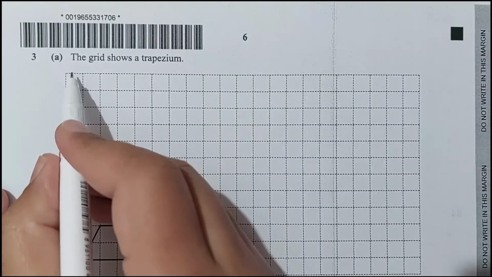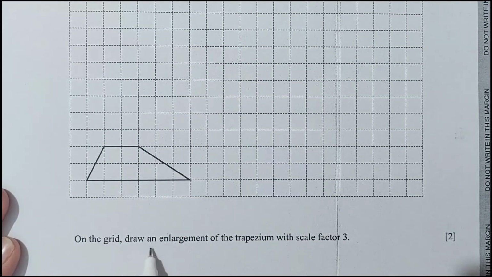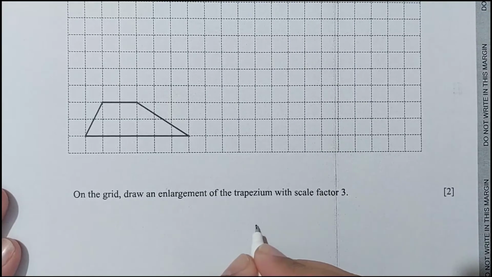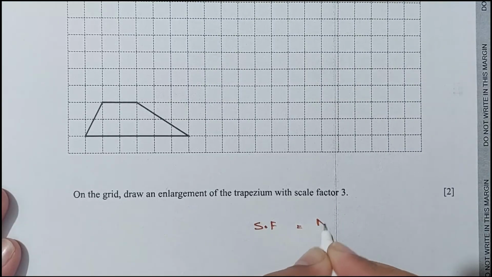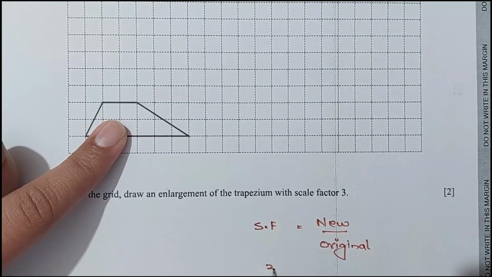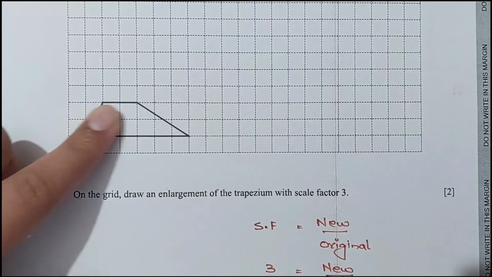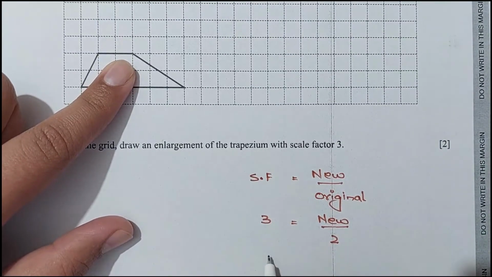Question number 3, part A. The grid shows a trapezium. On the grid, draw an enlargement of the trapezium with the scale factor 3. Okay, so the formula for the scale factor is new over original. This is the original one, right? The scale factor is 3. The new we don't know. For the original, if we fix this one unit and 2 units, so what is this length for the original one? So 3 times 2, this would be equal to 6.